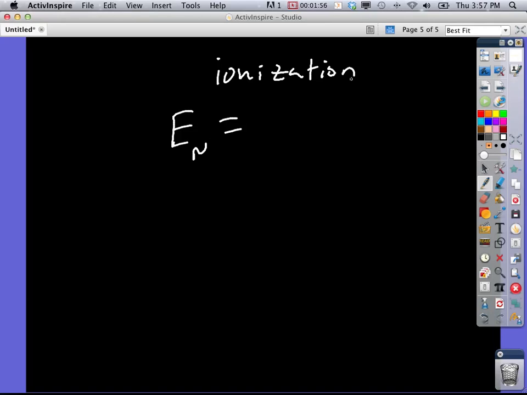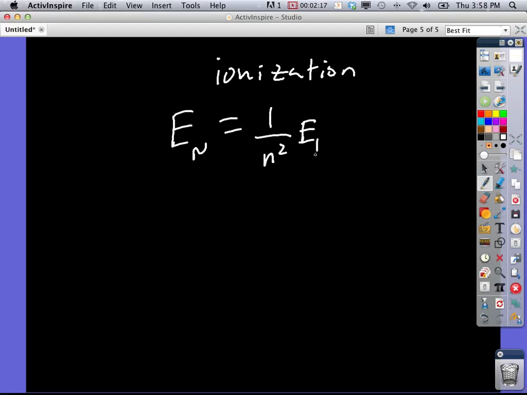Anybody here take AP Chem? Did you guys talk about ionization energy in AP Chem? Yeah. Okay, what did you learn? Ionization. Is that the one where the electron wants the other electron? Oh, hang on. It's the energy it takes to remove an electron.